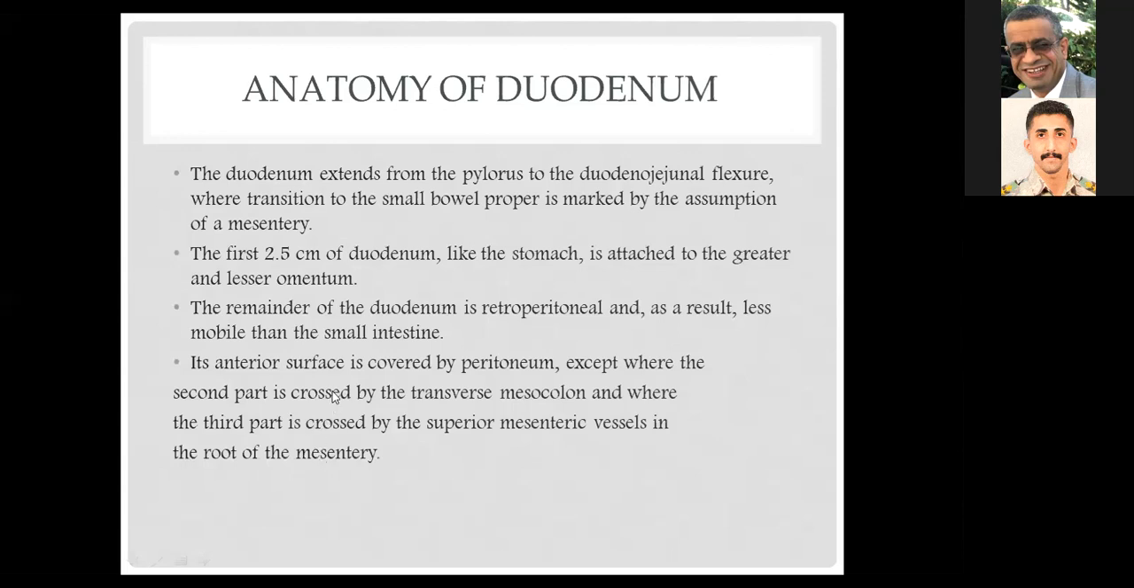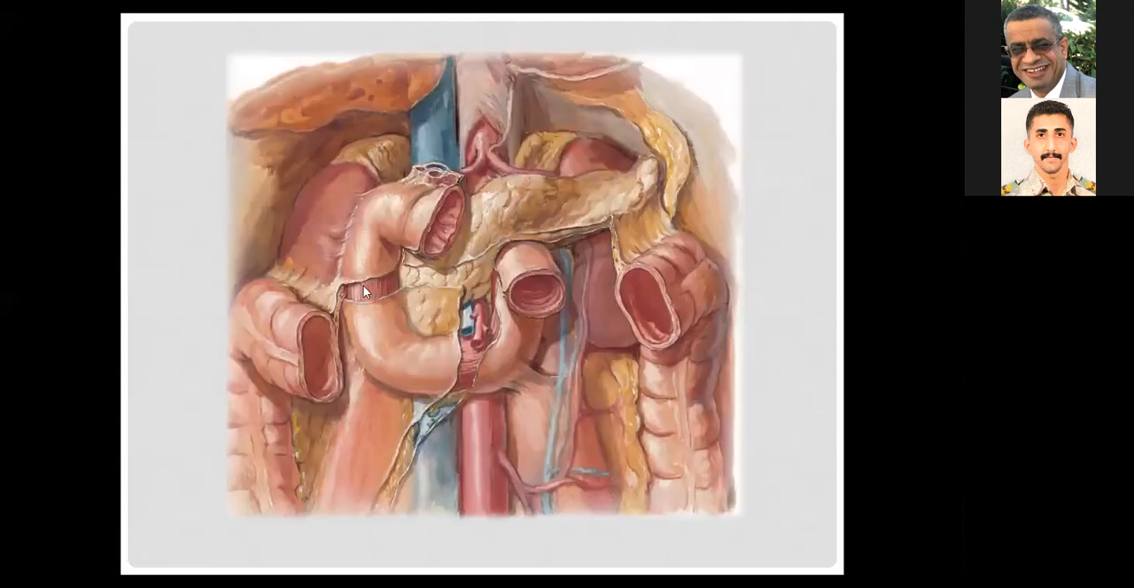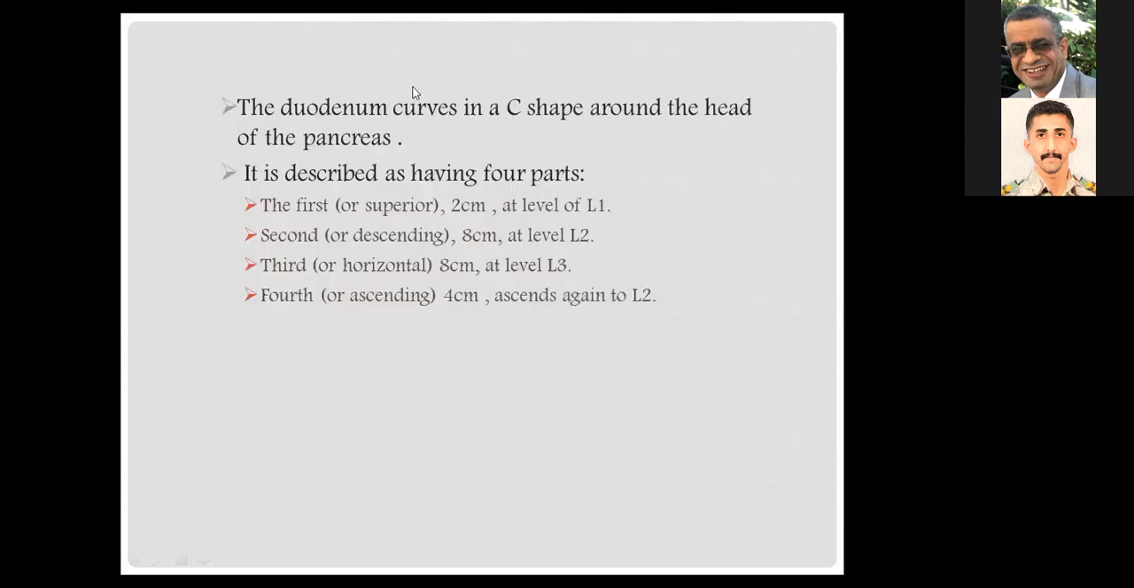Here we have a picture of the second part where the transverse mesocolon is passing, and the third part. It is not covered by the peritoneum. The duodenum curves in a C shape around the head of the pancreas.